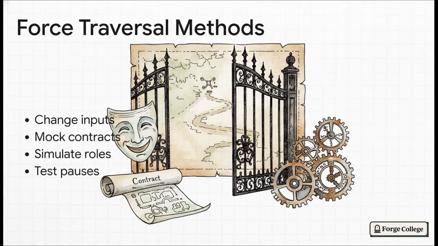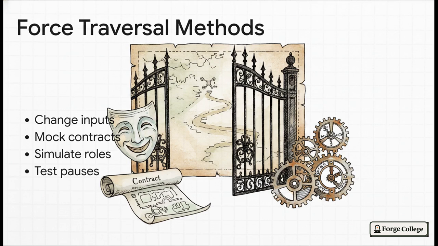So how exactly do we force that traversal? Well, you have to be the adversary. You can change your test inputs to intentionally trigger those guards. You can mock external contracts to simulate sudden, unexpected failures. Or, you can use Foundry's awesome capabilities to simulate different message sender roles, like calling a protected function from a non-owner address and asserting the exact revert reason.